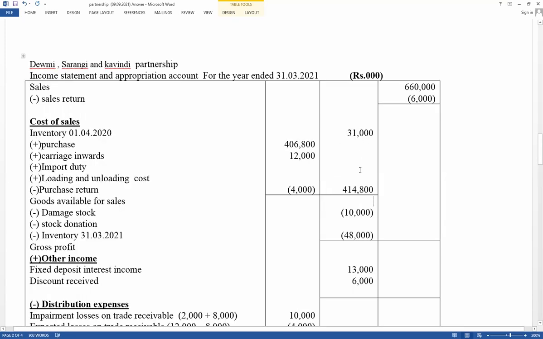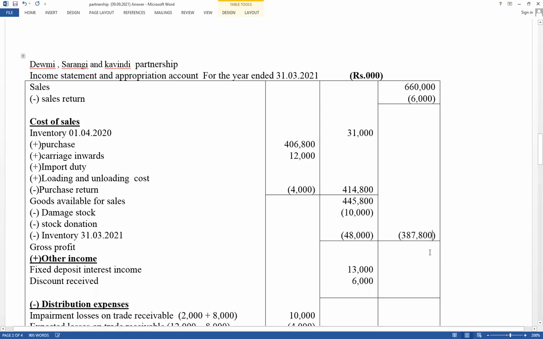Now, opening stock plus purchases, take the answer here. 31,000 plus 4... Therefore, the total value equals 445,800. From that value deduct 10,000 as well as 48,000. Deducting 10,000 and 48,000 gives 387,800, within brackets.